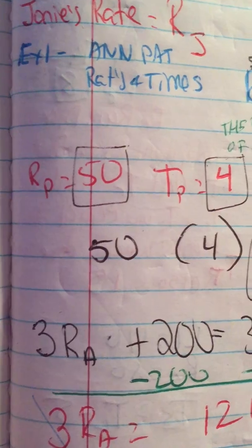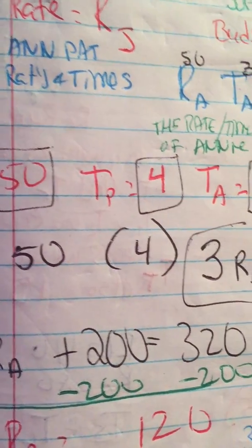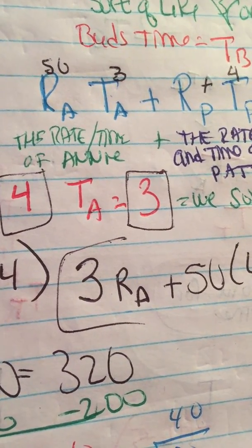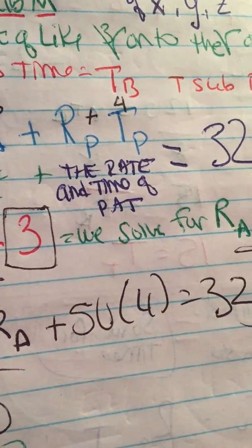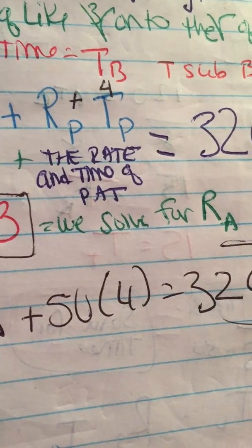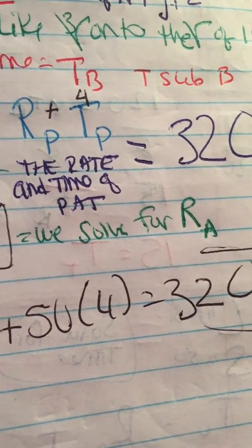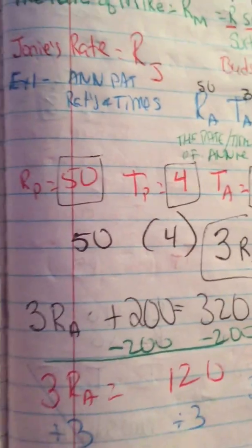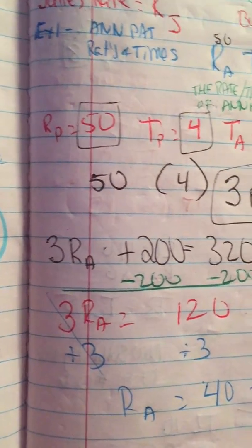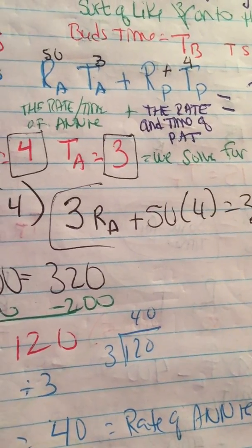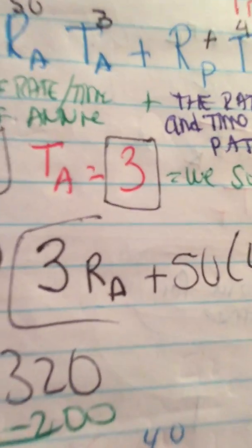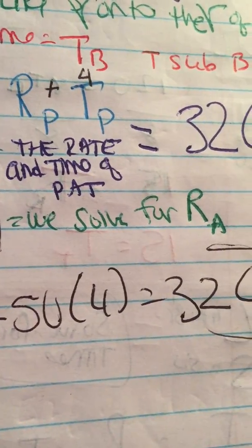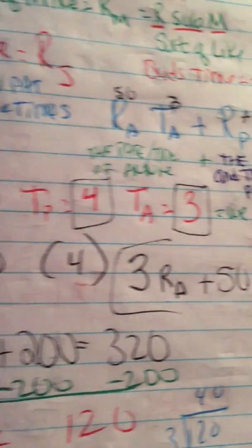So in example 1, Ann and Pat's rates and times are what we're going to be figuring out. RA is what we're solving for, TA is going to equal 3, plus RP is 50, TP is 4, and it's going to equal 320 in all. So the rate and time of Ann, the rate and time of Pat. That's what we're solving for.